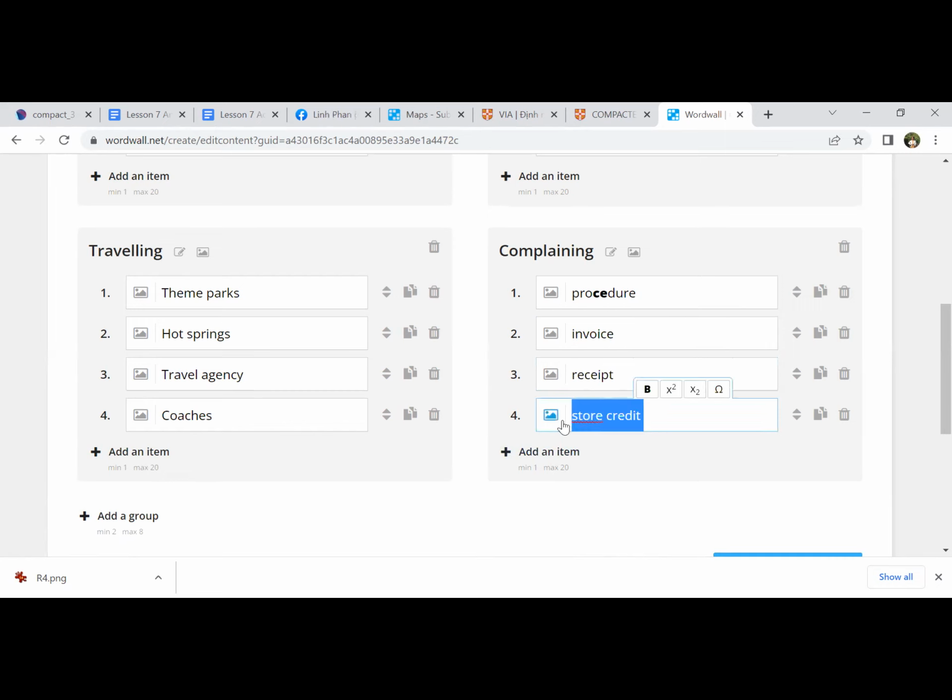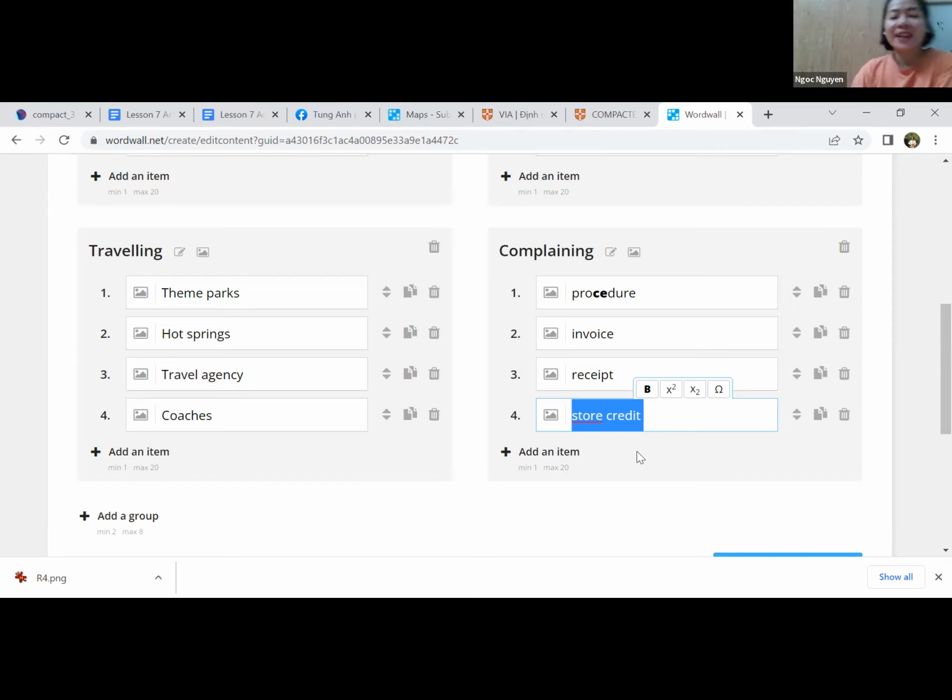And store credit, what does it mean? I think it's a piece of paper given by a shop when you return something you do not want, and they allow you to buy other goods at the same value.